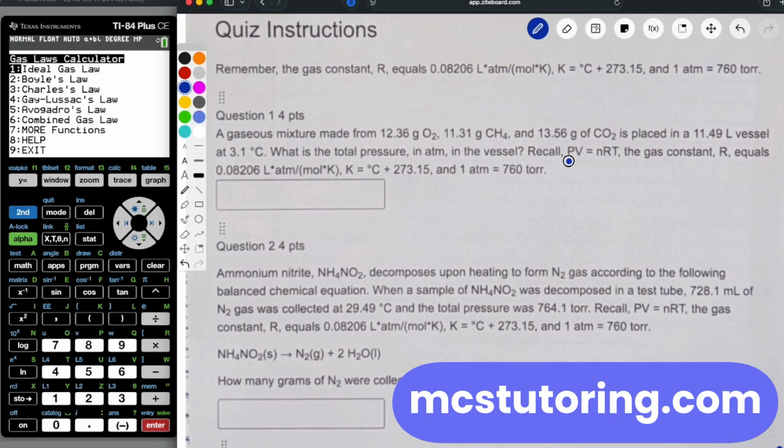Recall PV equals nRT. That's the ideal gas law, by the way. The gas constant R, okay, so they're giving us the R. There's actually a few renditions of R. And it's giving us Kelvin, and then the atmosphere is 760 torr.